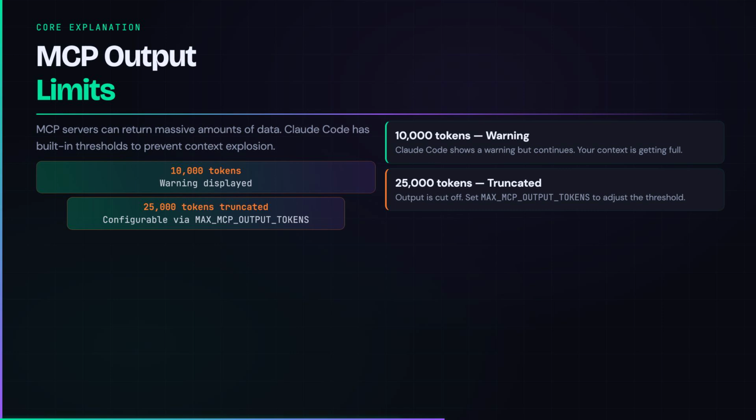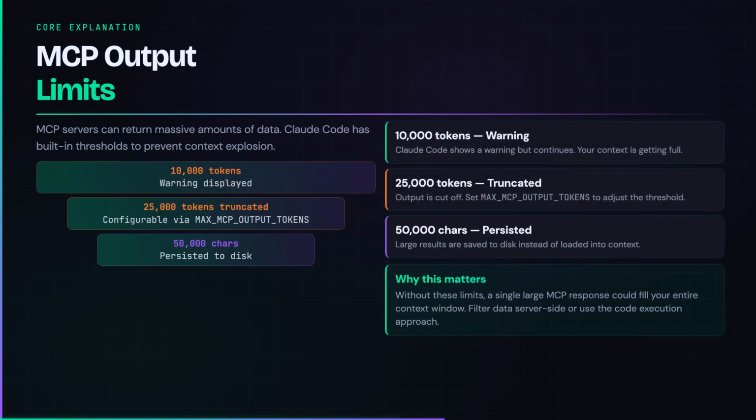At 25,000 tokens, output is truncated. You can change that with max_MCP_output_tokens, but you still need a filtering strategy. At 50,000 characters, the result is persisted to disk instead of living in context. That keeps the session usable.